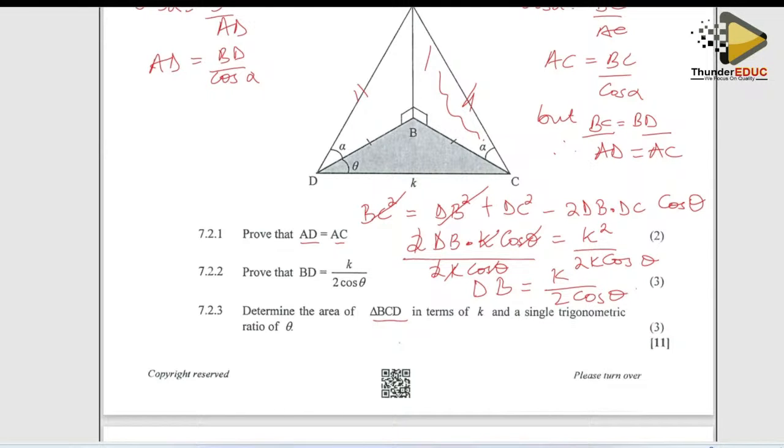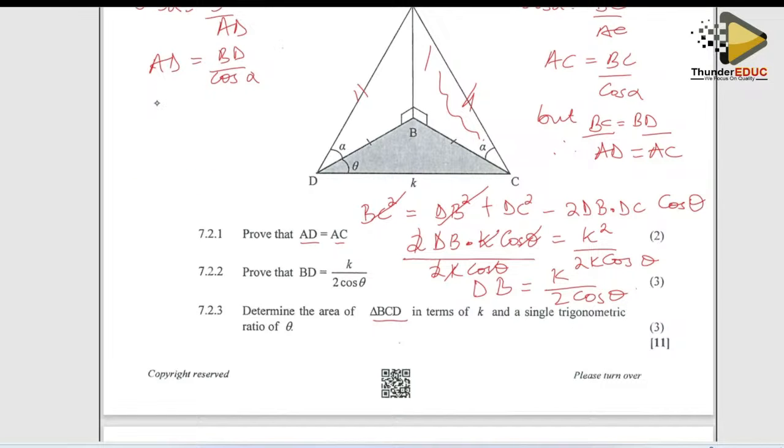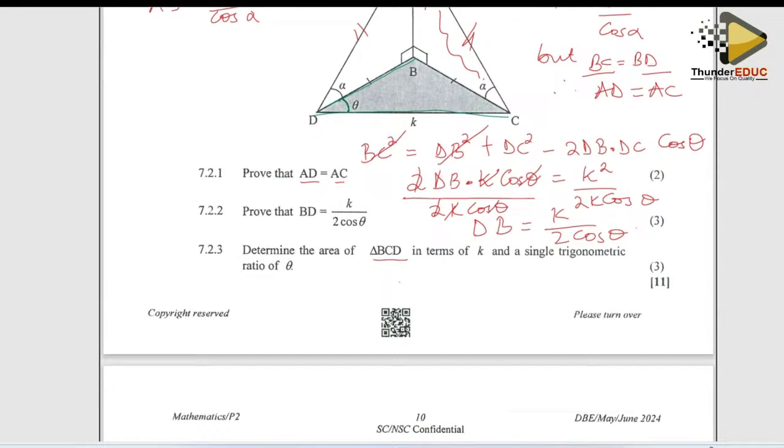Now, remember if we are to use the area rule, 2 sides are known. So this is known, this is known. We have the angle. We want just a single trig ratio. So what I'm going to do with that question is I can say that my area is a half multiplied by BD multiplied by BC or CD, and then the sine of theta.